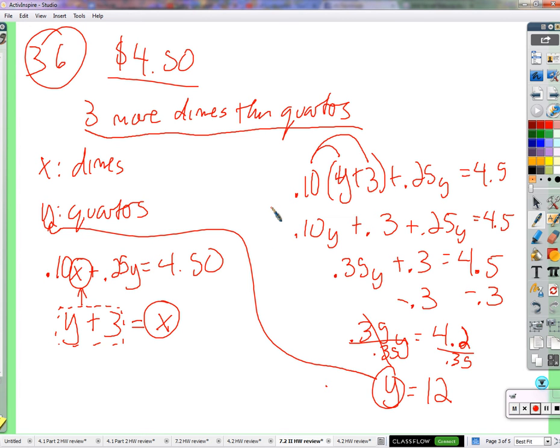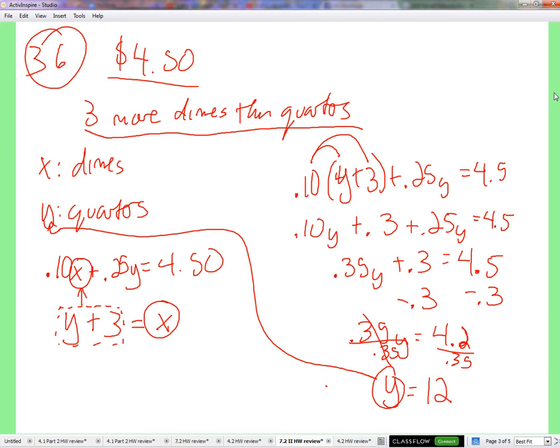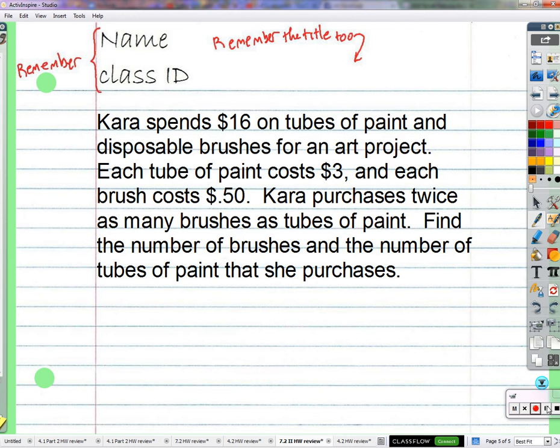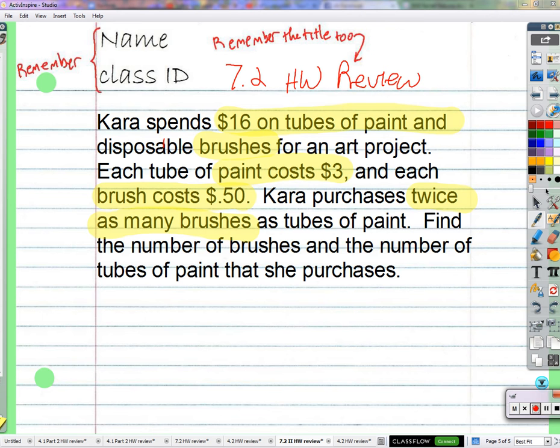Okay. Now, this review, I want you all to do your best to write equations that are almost simpler than we might think they need to be. So she goes to the art store, she spends $16. She hands over a $16 bill to the cashier for a combination of paint and brushes. Two kinds of things she buys, tubes of paint and brushes. Total comes to $16.